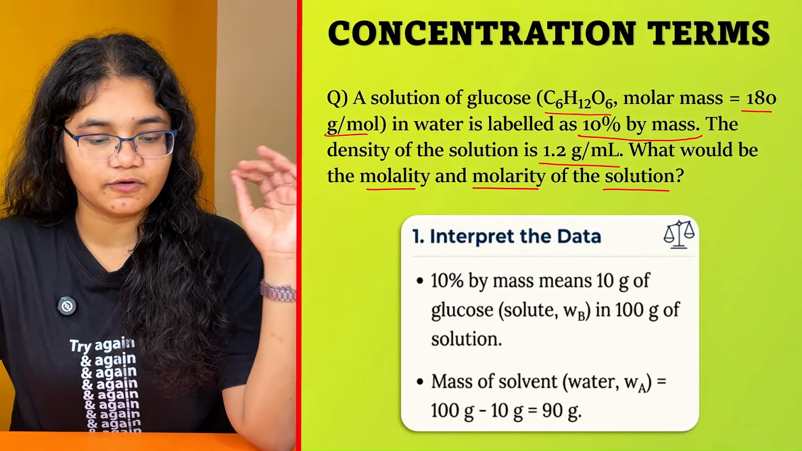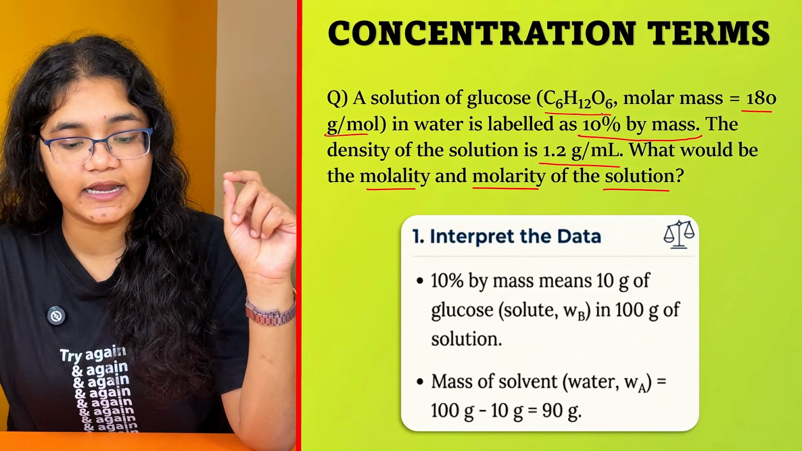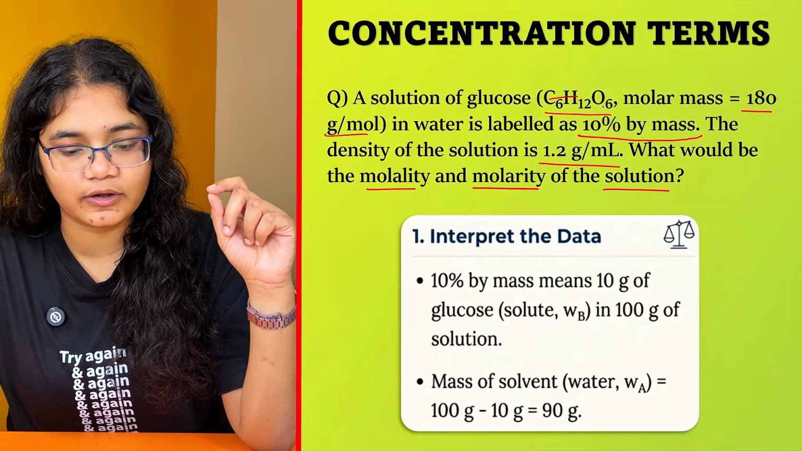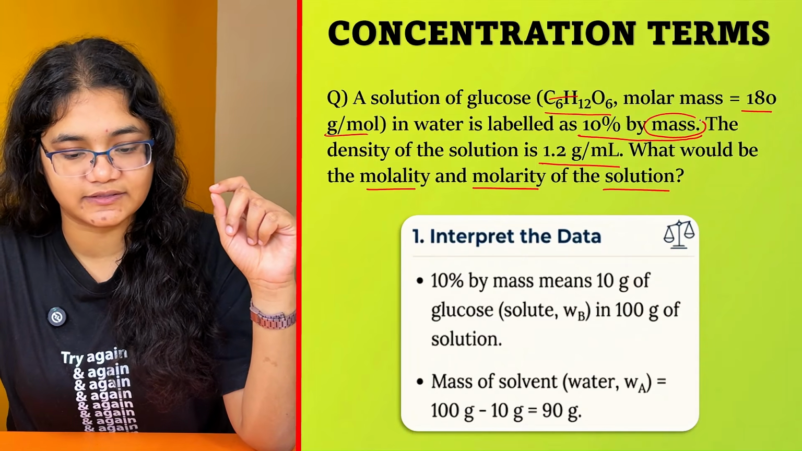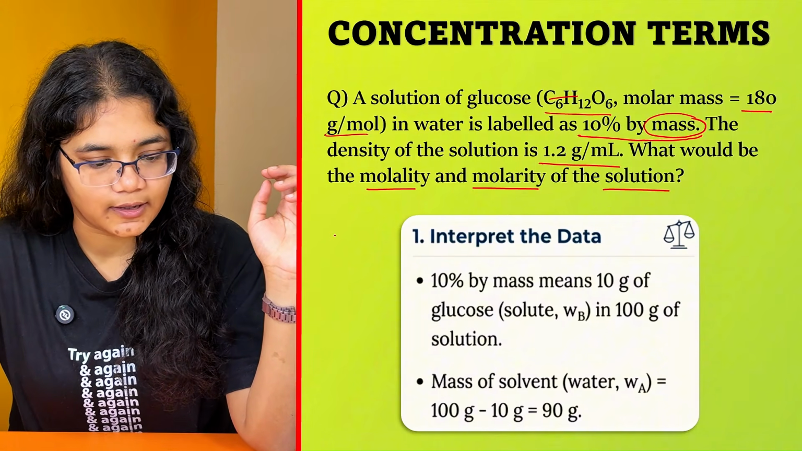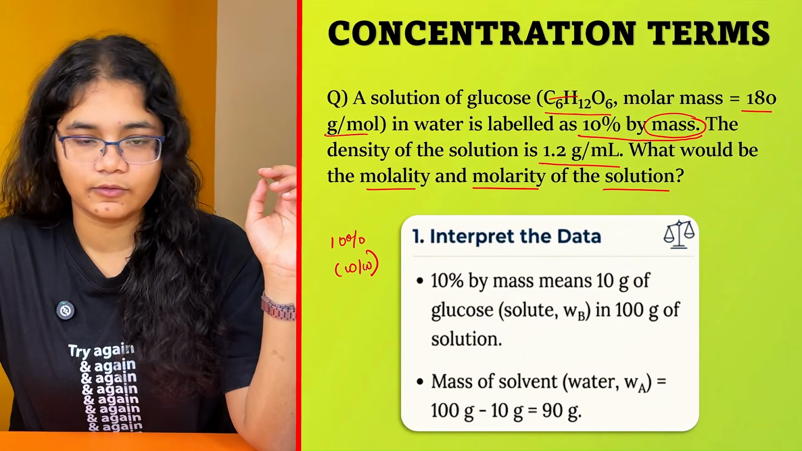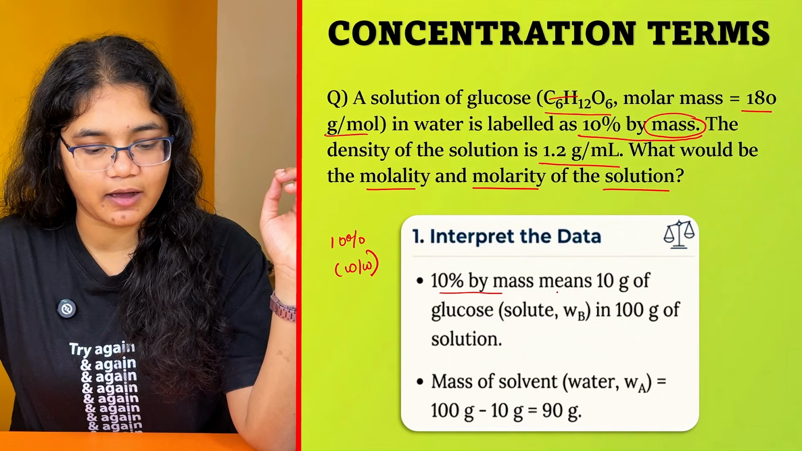Okay, so first of all, what is given? A solution of glucose is taken in water and is labeled as 10% by mass. This is very important, that you have 10% by mass. What do you mean by that? You have 10% W by W. Now see, 10% by mass means what?